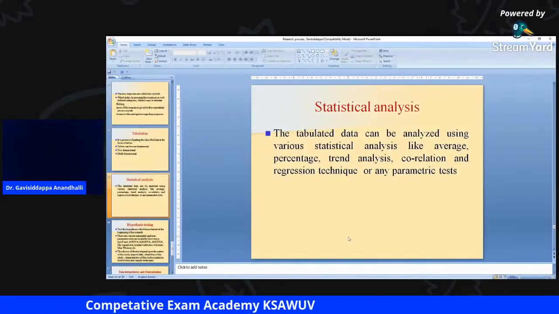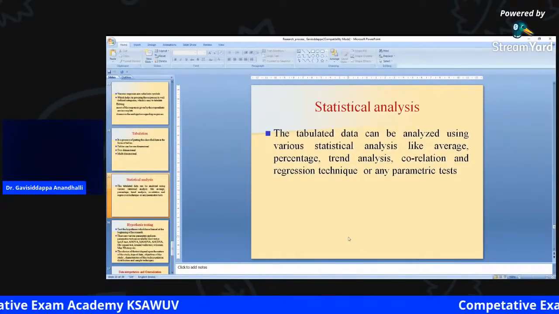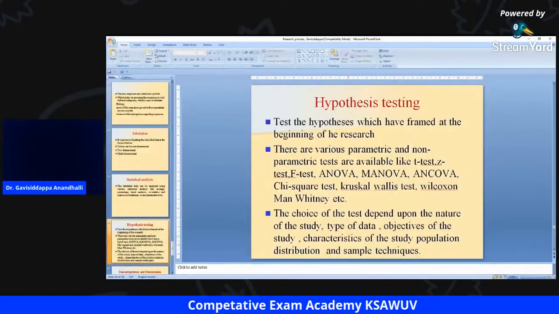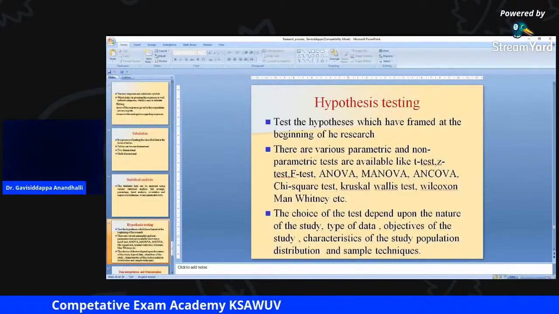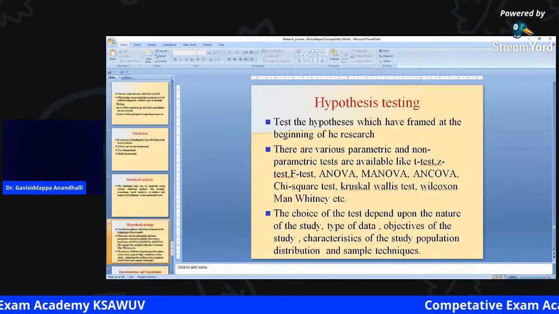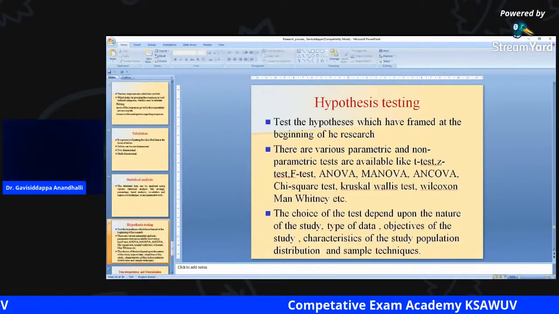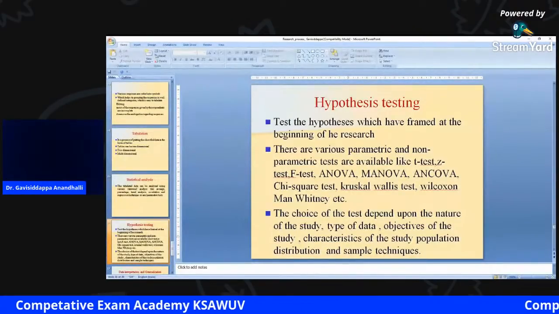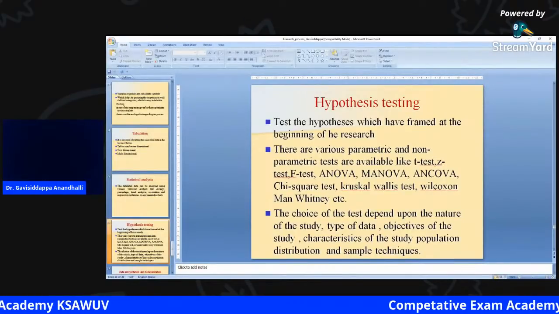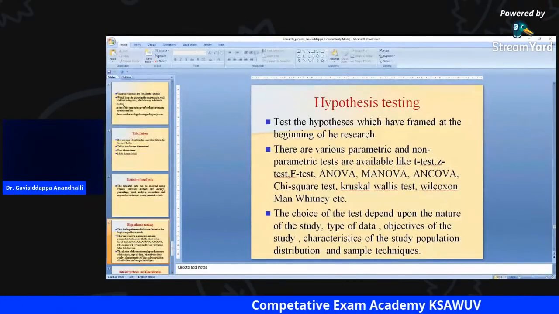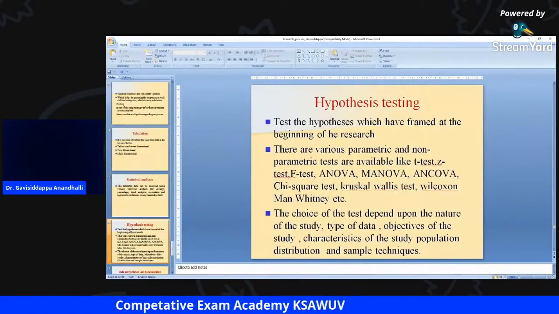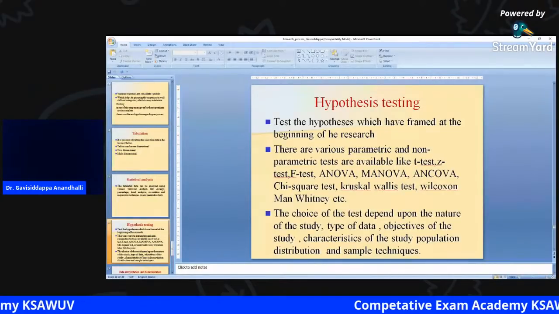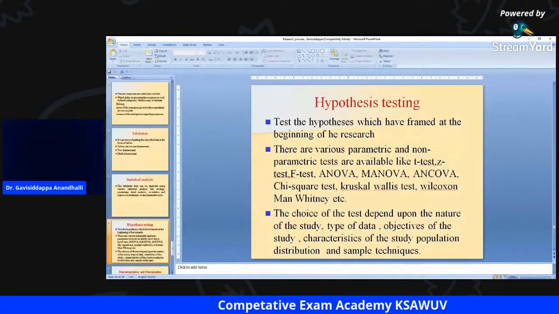We have various statistical tests, which are basically classified into parametric tests and non-parametric tests. Okay. Hypothesis testing is the testing of hypotheses which are framed at the beginning of the research. Parametric tests are the most powerful tests: T test, F test, ANOVA test, ANCOVA test, MANCOVA test. So many tests are there. Even a regression model we can apply. And we have time series analysis also.